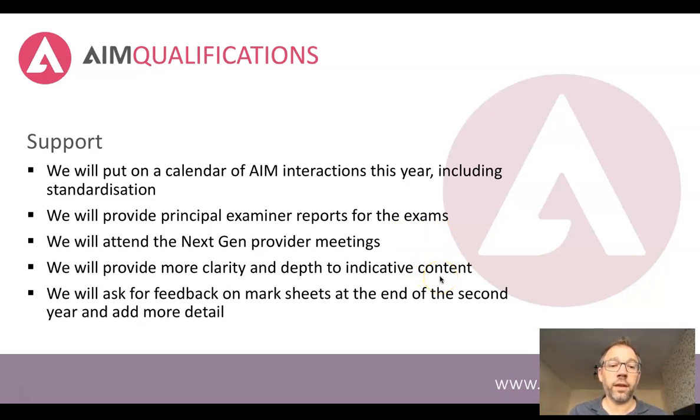We will be attending the Next Gen provider meetings for those of our centres that are Next Gen, and we will be providing, as the year goes, some more clarity and depth to the indicative content that's in the components. It's worth noting that the indicative content in the components is what industry wrote at the time of the original incarnation of the qualification. So that's setting out what they think it's important that people moving on to university know and can do.